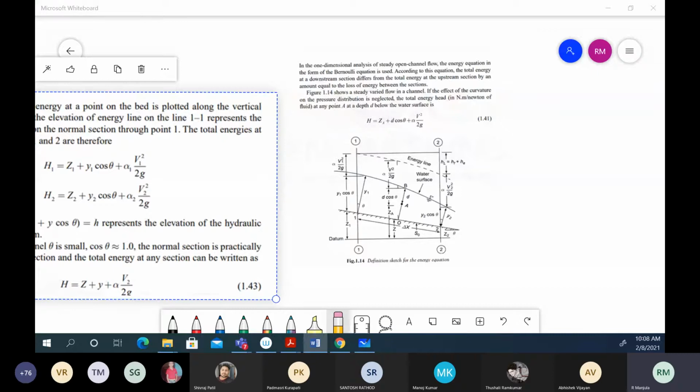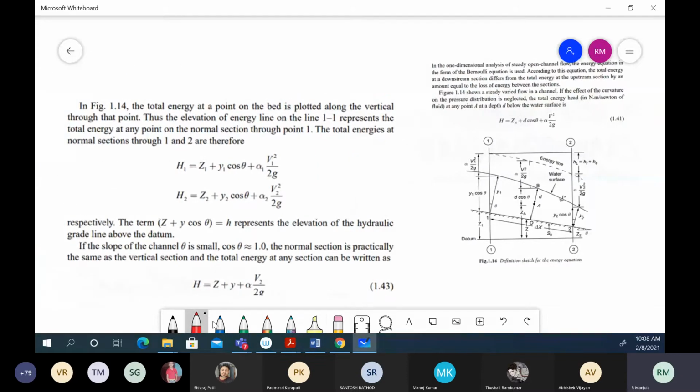Since the slope is negligibly small, due to energy losses there will be energy loss between sections 1 and 2. h1 will always be higher and h2 will be lower because of frictional losses. Obviously, if there is bed surface roughness, then there will be frictional losses on the sides, and because of that your h2 will be lesser than h1. In that case, h1 minus h2 will be equivalent to the head loss. Am I right? h1 minus h2 will be equivalent to the head loss.